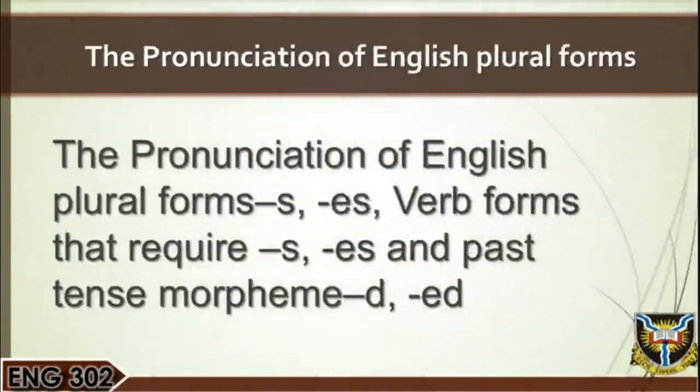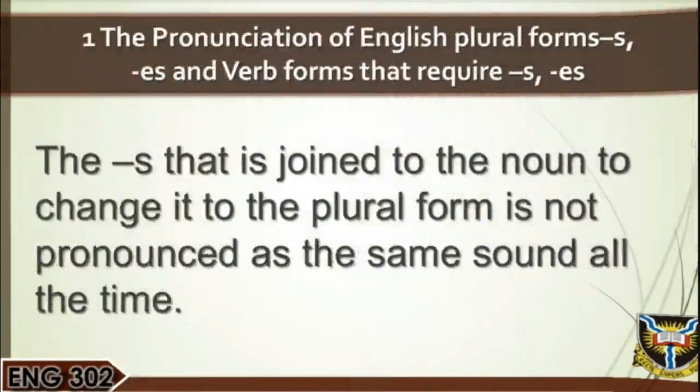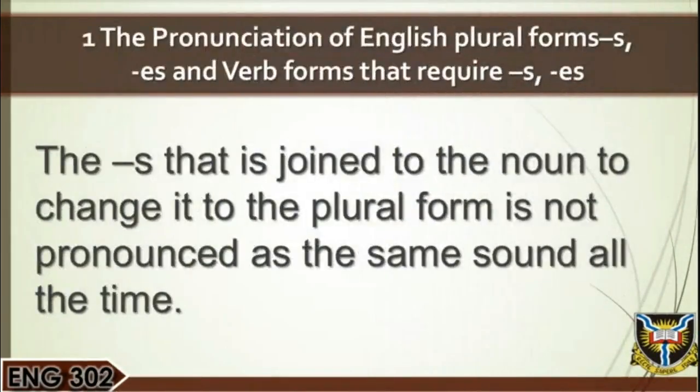The pronunciation of English plural forms: S, ES, verb forms that require S, ES, and past tense morpheme D, ED. The pronunciation of English plural form S, ES, and verb forms that require S, ES. As part of the phonotactics of English, it is good for us to know the variation that we need to observe when we realize the plural form of English nouns that add S or ES, as well as the verb forms that take S or ES to agree with the subject.